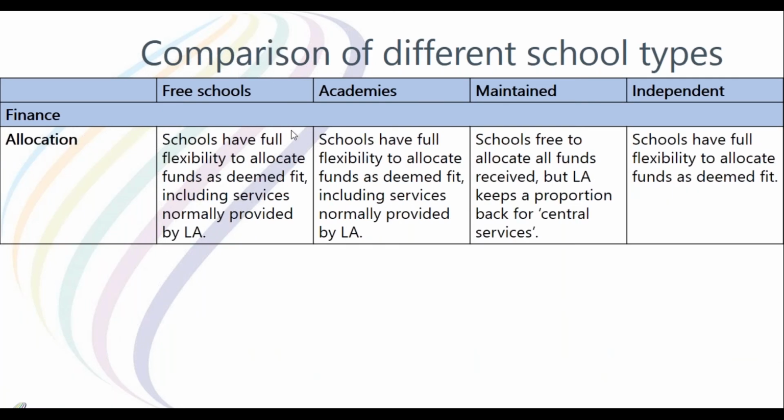In terms of the allocation of funding, free schools have full flexibility to allocate funds as they deem fit, as do academies. In the maintained sector, schools are free to allocate all funds received, but the LA will always keep a proportion back for central services.